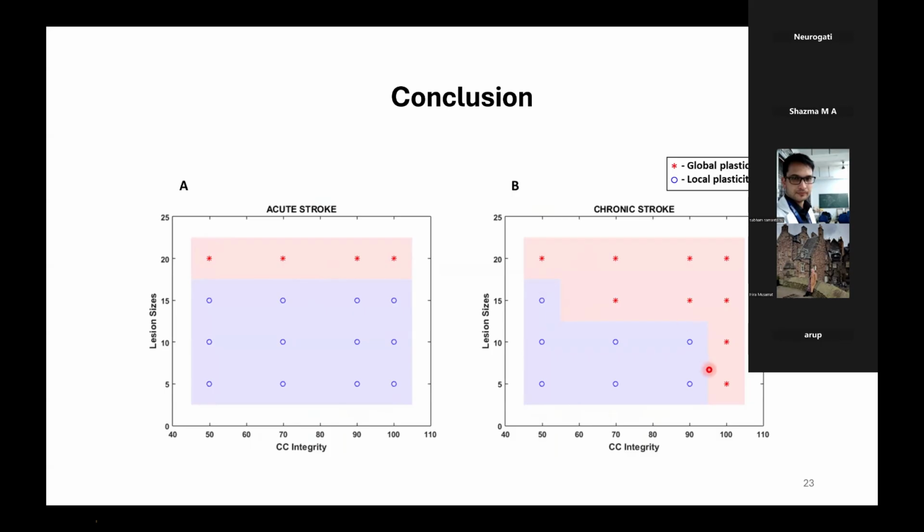Whereas if the corpus callosum integrity is very high, then the global plasticity condition is preferred over local plasticity for all lesion conditions. Now, this could be because the corpus callosum is the structure that's going to allow the network to access the rest of the network. That is, one half of the network communicates with the other half of the network only through the corpus callosum. If that corpus callosum is compromised, then it can no longer use the resources of the other half. And hence, that's probably why only when the corpus callosum is at 100%, it's probably reaching out to the rest of the network. And that can be very easily seen in the chronic stroke condition.